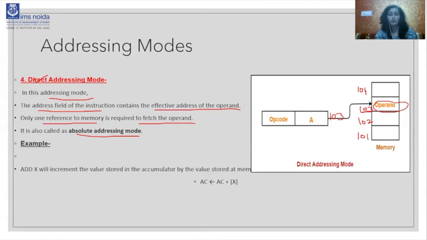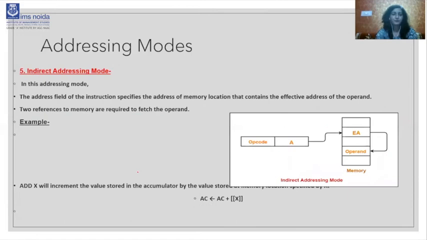We do not need to go to one address, then a second address, and then a third address. No need to go. As the name suggests, direct addressing means we have to go to only one address, and at that address the operand is directly found. So at address 103 the operand is directly found. This is the example of direct addressing mode, right?